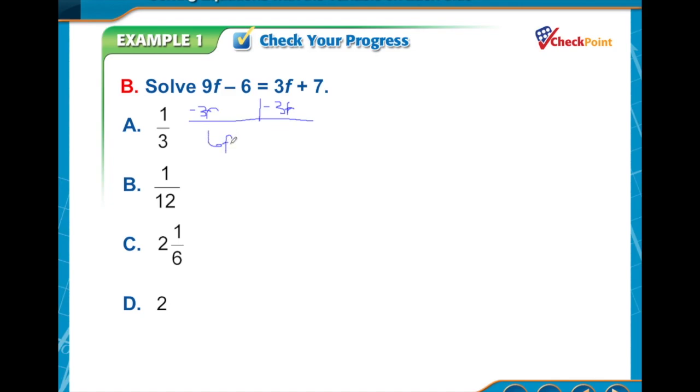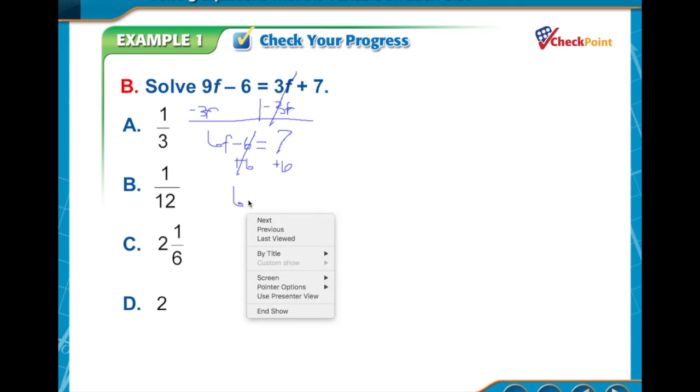6F minus 6. And on the right side, 3F minus 3F cancels out, so that goes away. We're left with just 7. So 6F minus 6 equals 7. Now we're back at what we were at earlier in this chapter, solving multi-step equations. So we can add 6 to both sides. If I add a 6 on the left, I have to also do it on the right. On the left, this will cancel out. We'll be left with just 6F on the left. On the right, 7 plus 6 is 13.